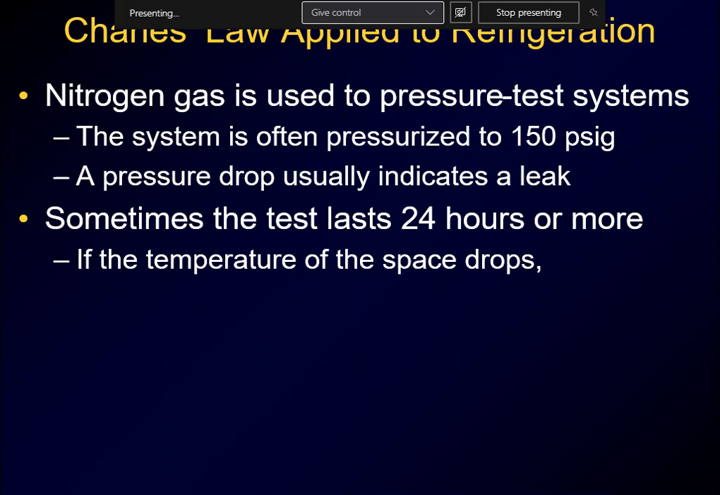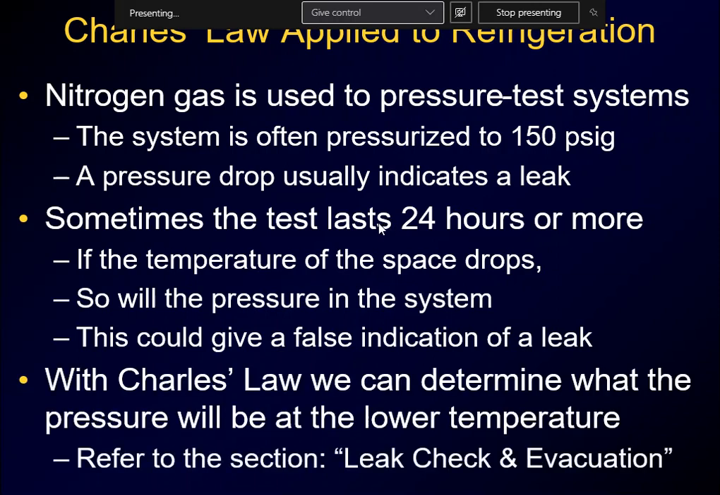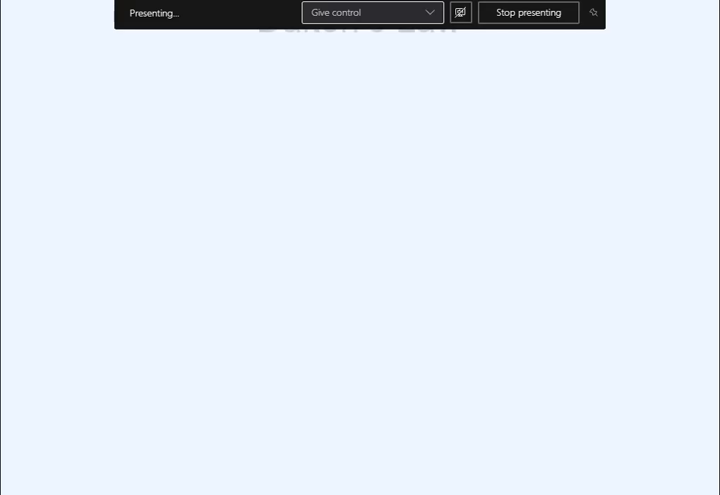We'll probably reference that again when we get into leak checking, but I'm not going to spend a bunch of time on it. I just want you to know that it's there. What it really helps you with is that you could think there's a leak because it lost pressure, and in reality, it's just because it got cooler.